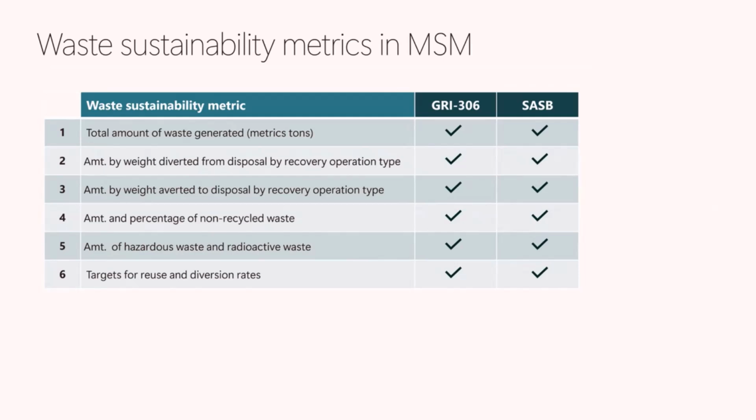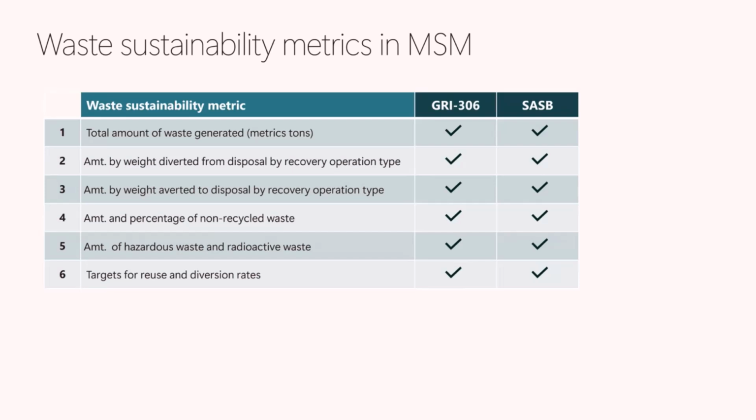So we look at some of the metrics here. Again, some of the common metrics that are covered in your disclosure requirements like GRI and SASB. You have the total amount of waste generated. You have the amount of waste that is being diverted from disposal.